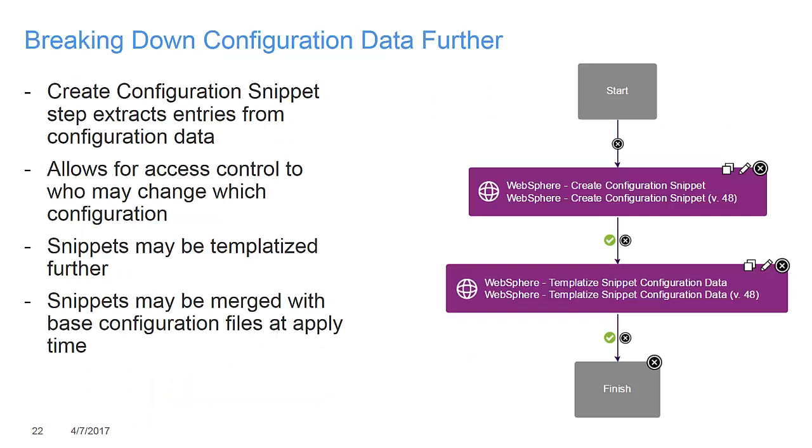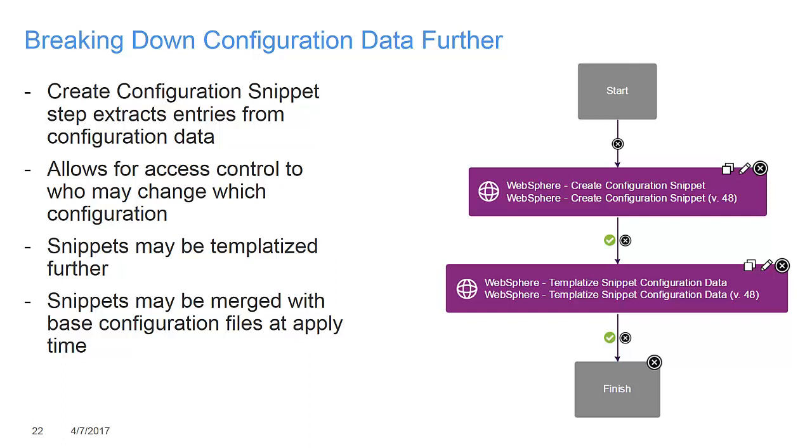We talked about configuration data and how it's broken down by WebSphere scope, but we can break down that configuration data further into what we call snippets. This is helpful for a few different reasons. First of all, the configuration data file may be large and a little unwieldy to work with, so breaking it down into smaller pieces just makes it easier to work with.